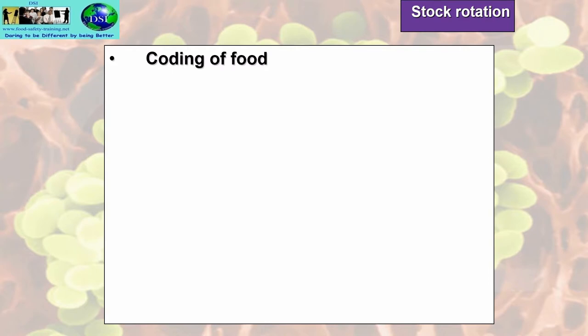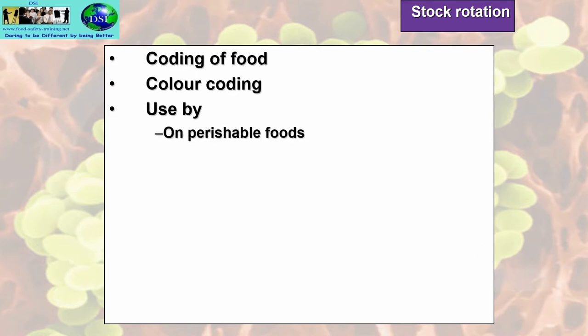So make sure that food is thoroughly coded. Color coding is a good way of stock rotation, like day dots. Use by dates, always make sure you abide by those. They are food safety dates. And these you'll find on perishable foods. It's considered unfit after the date.